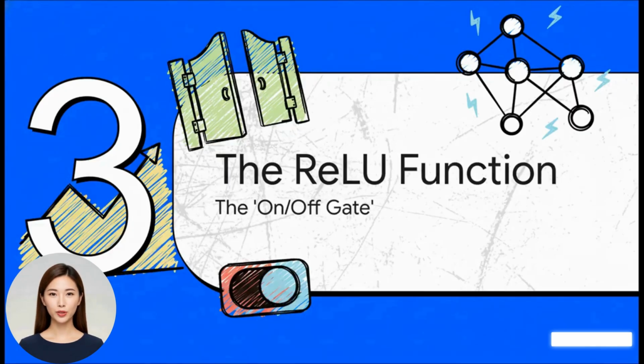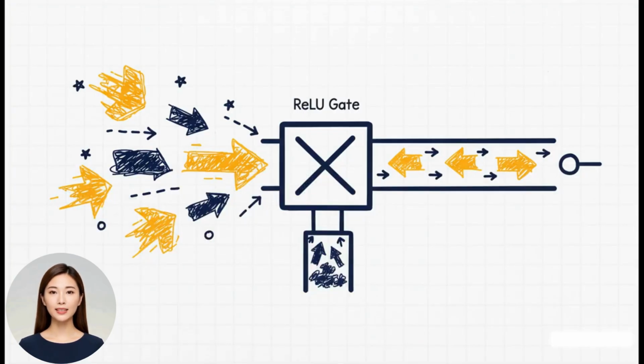All right, next we have a function that is hugely popular in modern AI. It's called ReLU, which stands for Rectified Linear Unit. And if sigmoid is our dimmer switch, then ReLU is just a simple, no-nonsense on-off gate. The rule for ReLU is just brutally simple. It looks at an incoming signal and asks one question: are you a positive number? If the answer is yes, the gate swings open and lets the signal pass right through, exactly as it is. If the answer is no, the gate slams shut.